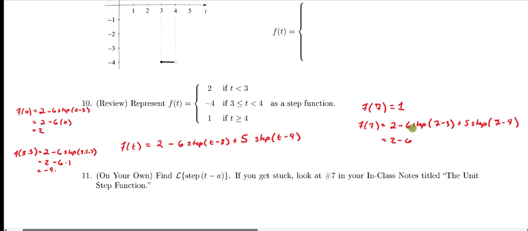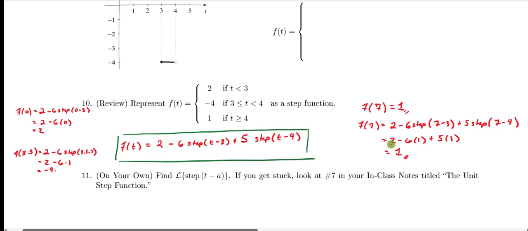Let me go ahead and put the times 1s in here, folks. So that's times 1 because the step function outputs a 1 there, plus 5 times 1. Again, this is broadcasting a 1 because the argument inside the step function is positive. And in this case, if we sum these all together, we get 7 minus 6, which we do get indeed the 1 that we wanted. So this is our step function for this piecewise function.